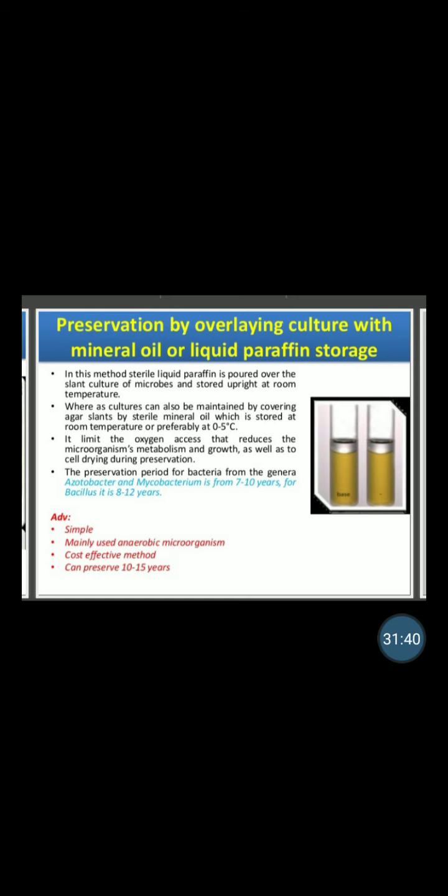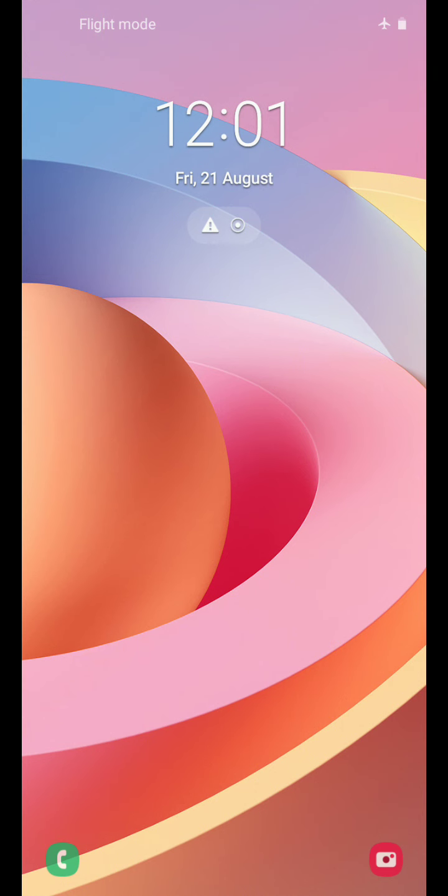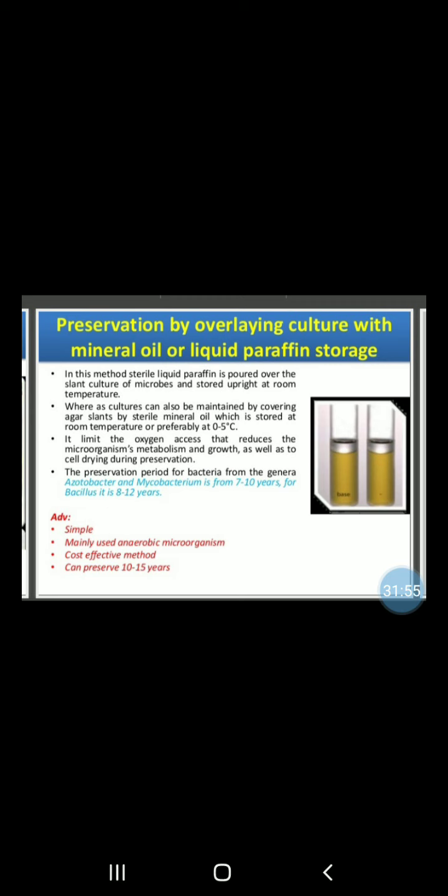So this is all about the methods of isolation and also the methods of preservation, or the techniques of isolation and the techniques of preservation. I will stop here.